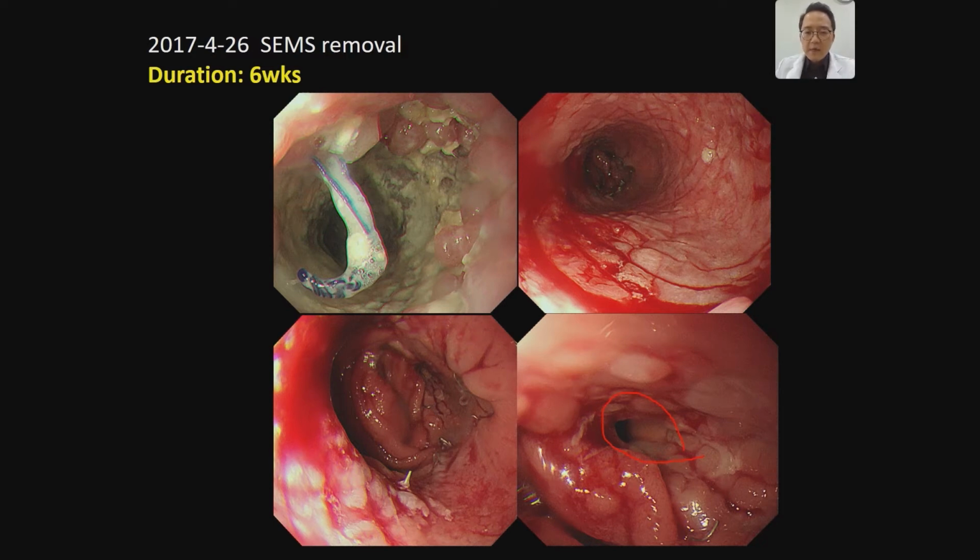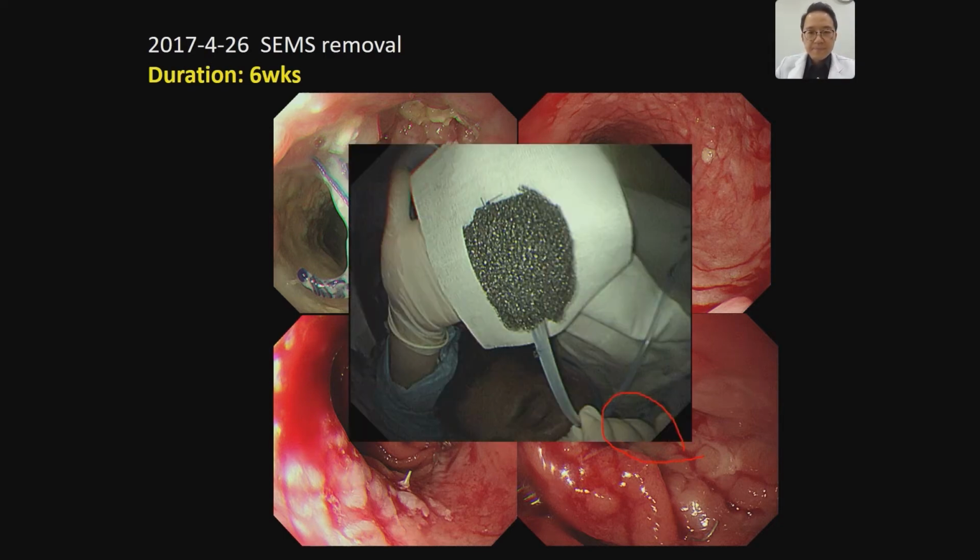So I decided it's very hard to handle this with a stent, so I made an endoscopic vacuum system for managing it, a suction vacuum endoscopic treatment.